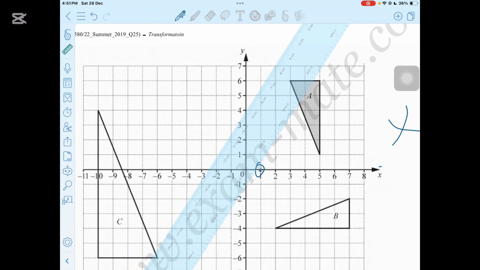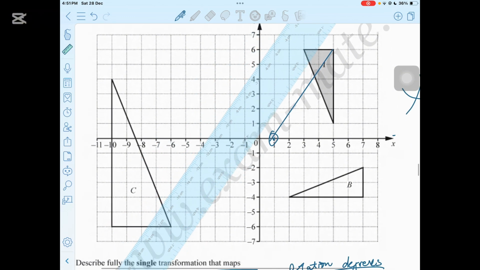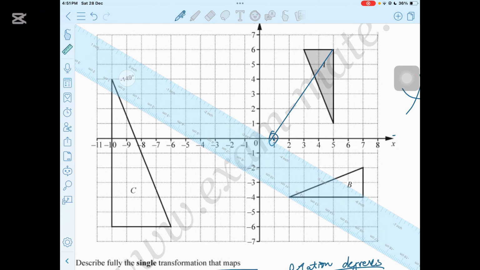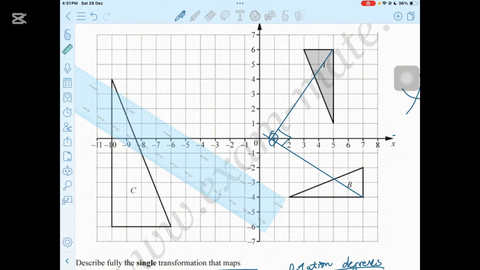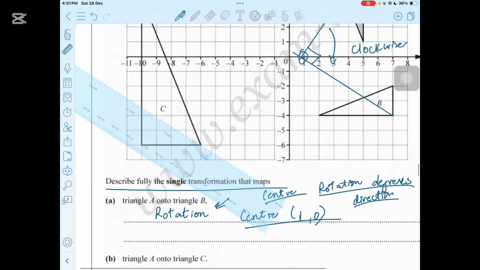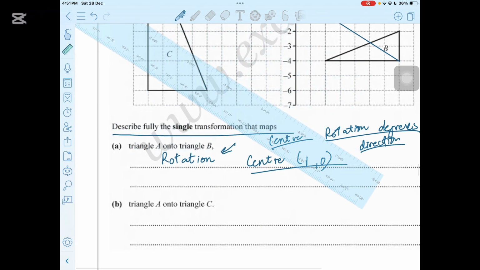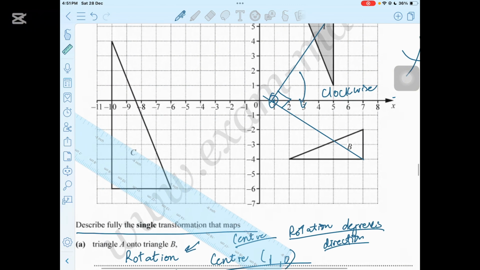So this would be something like this and something like this, right? So it looks to me like 90 degrees over here, right? And it has changed from here to here, so this would be a clockwise movement and this is 90 degrees, right? So this would be a 90 degrees clockwise rotation, triangle A onto triangle C.